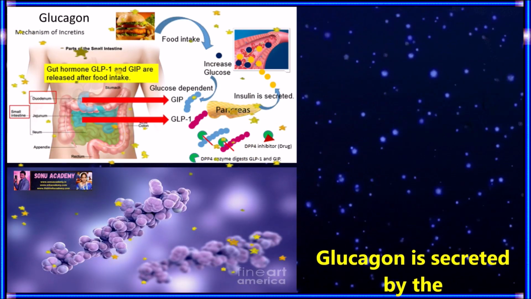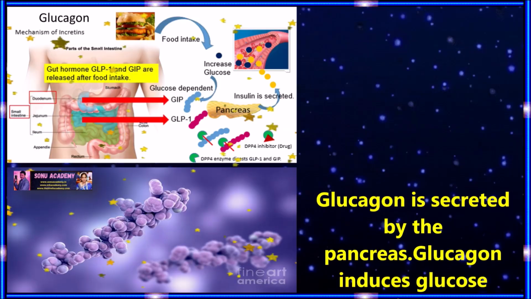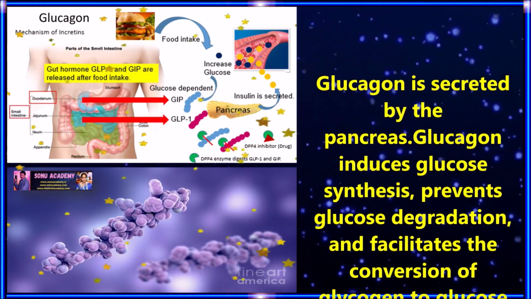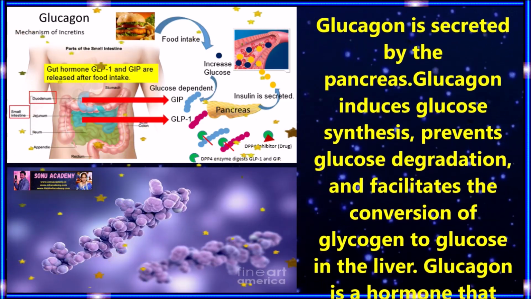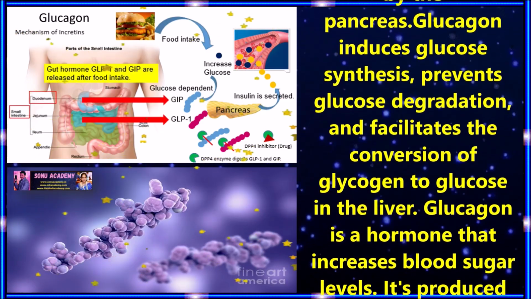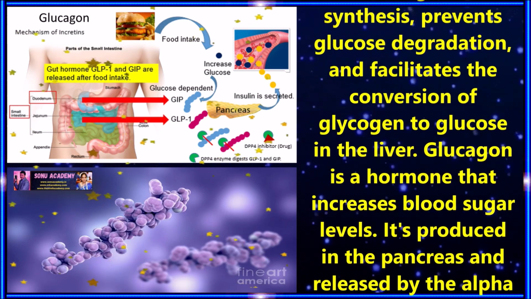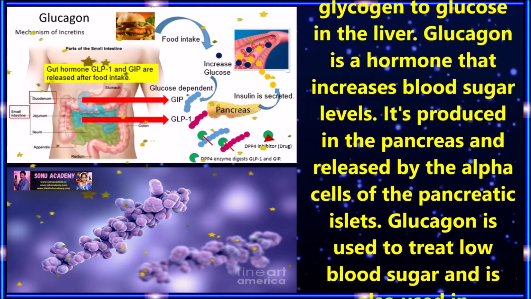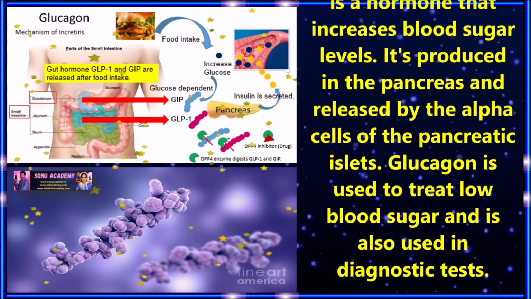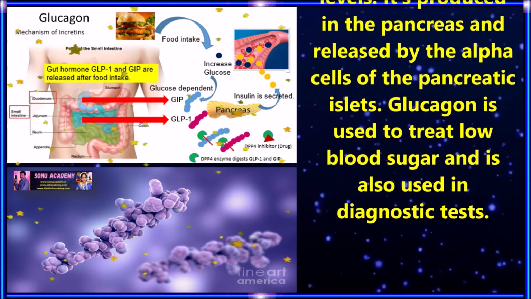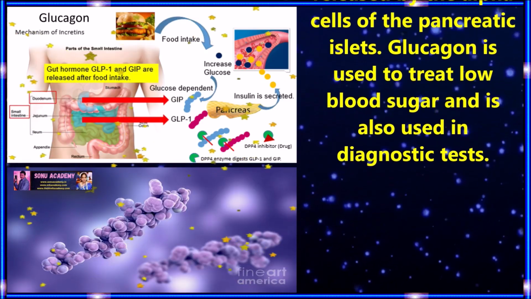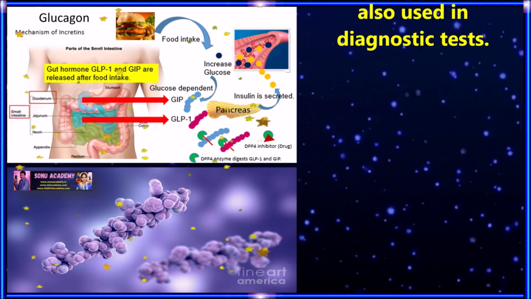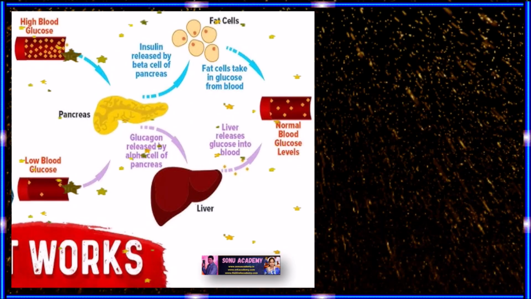Children, now let us discuss glucagon. Glucagon is secreted by the pancreas. Glucagon induces glucose synthesis, prevents glucose degradation, and facilitates the conversion of glycogen to glucose in the liver. Glucagon is a hormone that increases blood sugar levels. It is produced in the pancreas and released by the alpha cells of the pancreatic islets. Glucagon is used to treat low blood sugar and is also used in diagnostic tests.